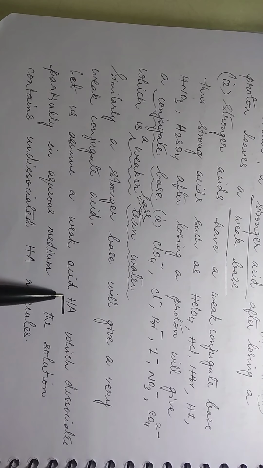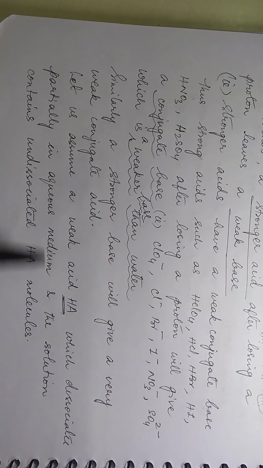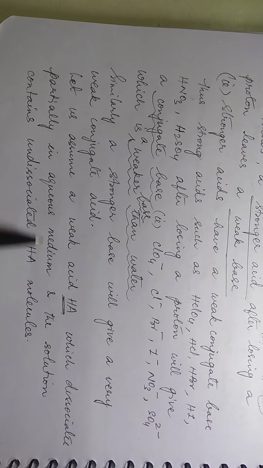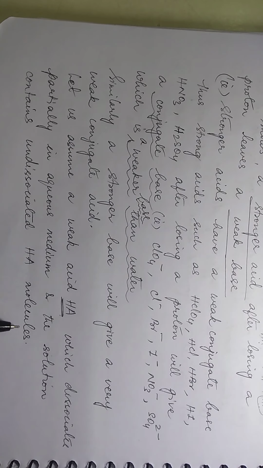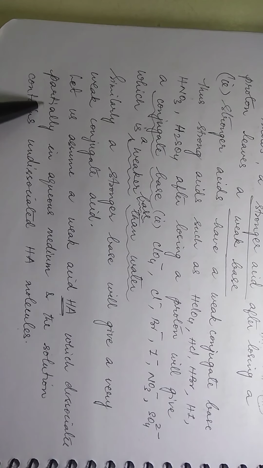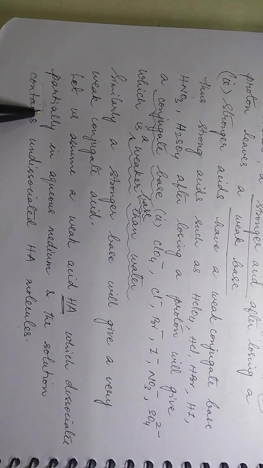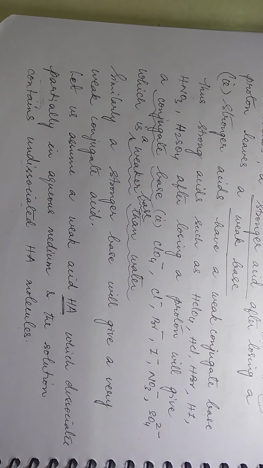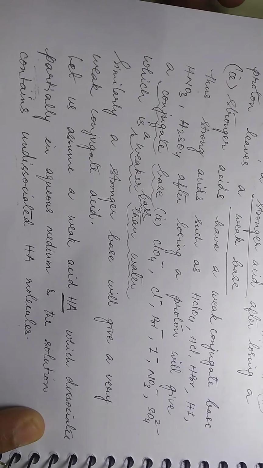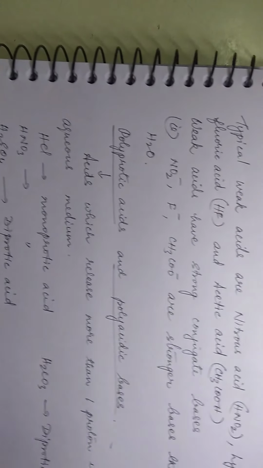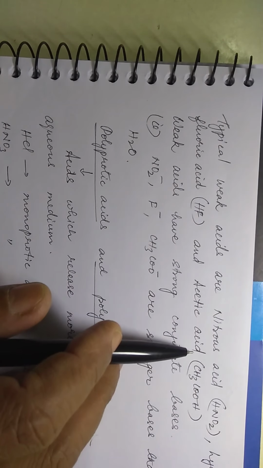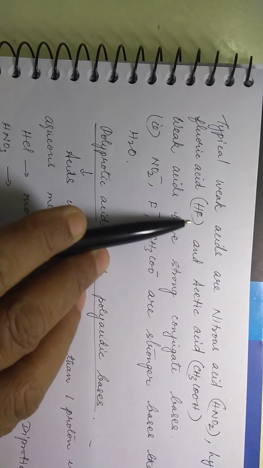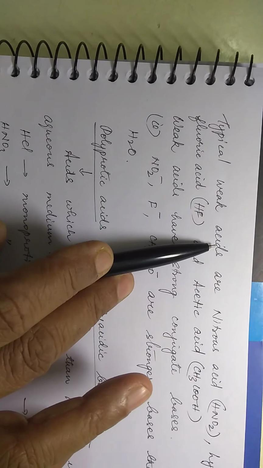Let us assume a weak acid, say HA, which dissociates partially in aqueous solution, and the solution contains undissociated HA molecules. See, when I say it is undergoing partial dissociation, what does it mean? All the HA molecules are not dissociating. Some of them are left in the undissociated form. Is that clear? Now, typical weak acids are nitrous acid, hydrofluoric acid, HF, and acetic acid. These are all typical weak acids.